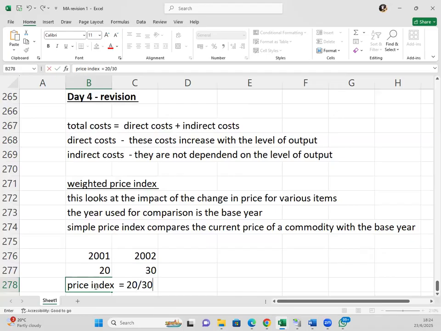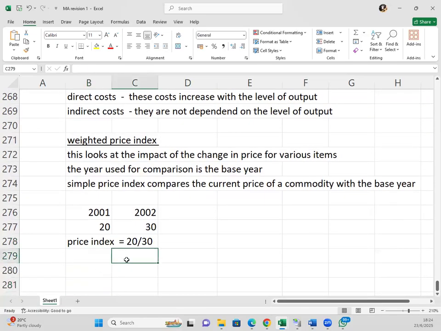Can you work this one out for me? What's 20 over 30 times 100? As a percentage, what is that change? So that would be 66.6.